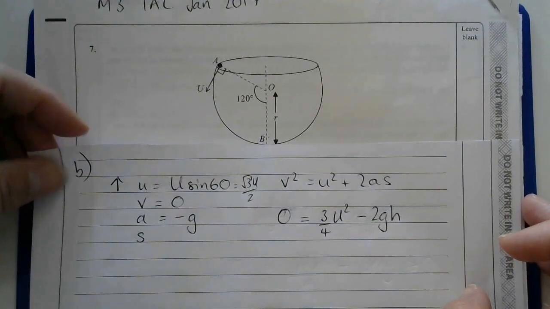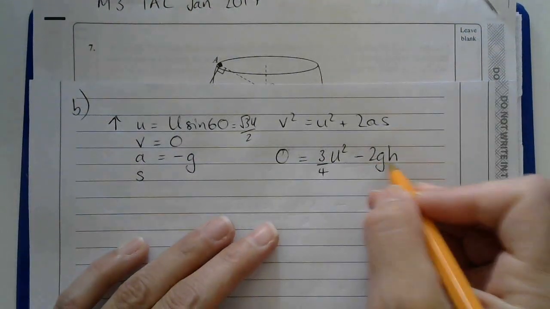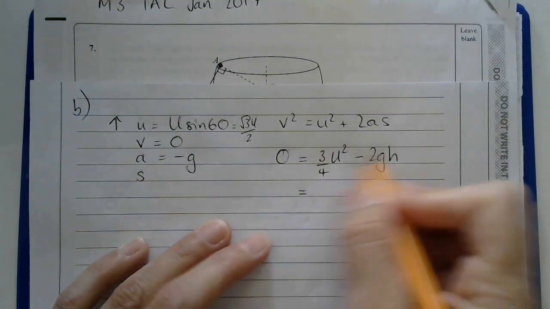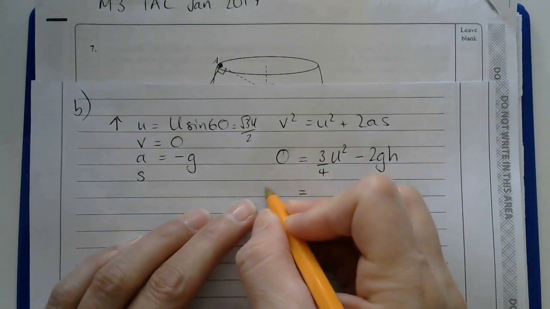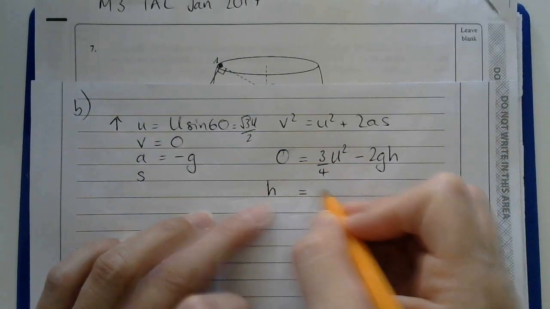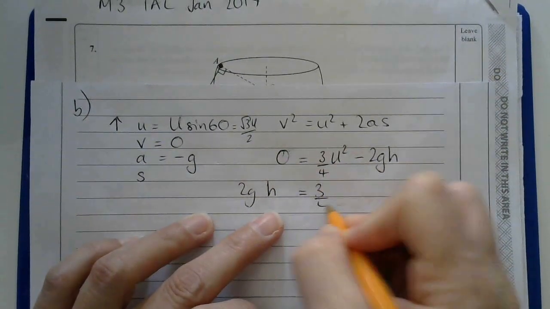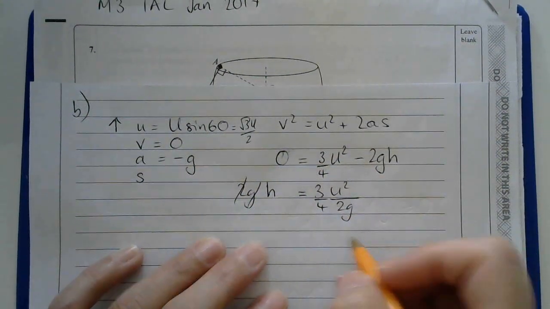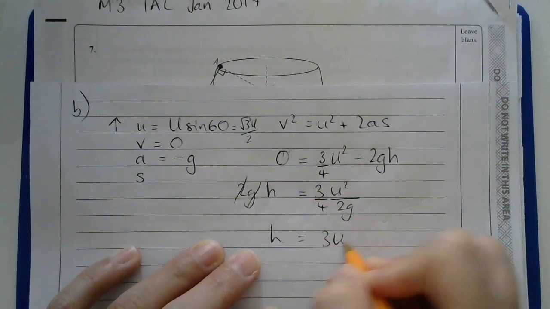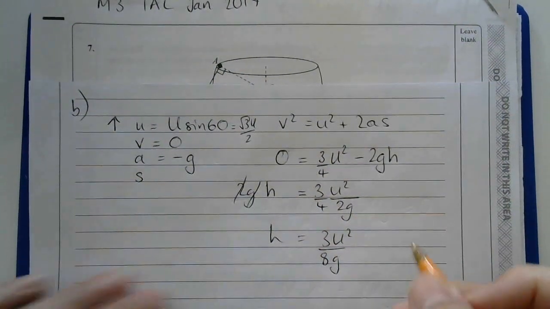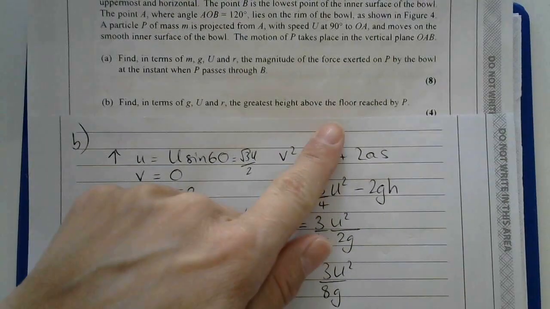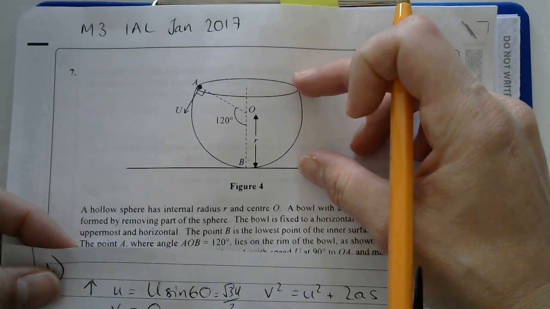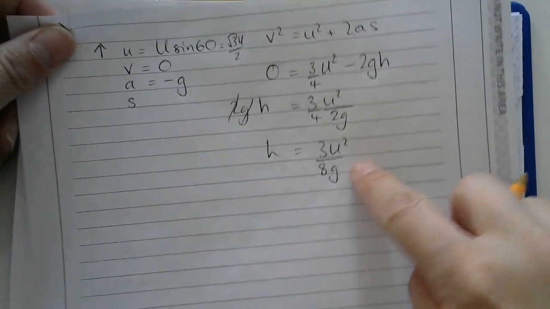So then I need to just rearrange this to work out h. So I'll pop this on the left hand side, so I'll get 2gh over here, 3 over 4 u squared, so then I divide both sides by 2g, and so I get that h is 3u squared over 8g. Now, the question was asking the greatest height above the floor reached by P. So the height will be whatever height it's already at, plus this value that I just worked out.